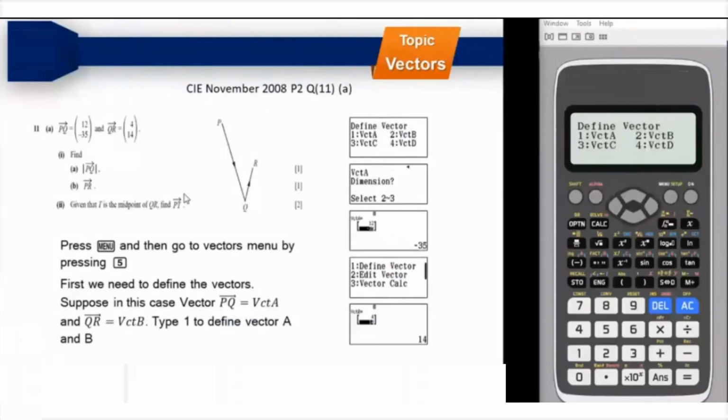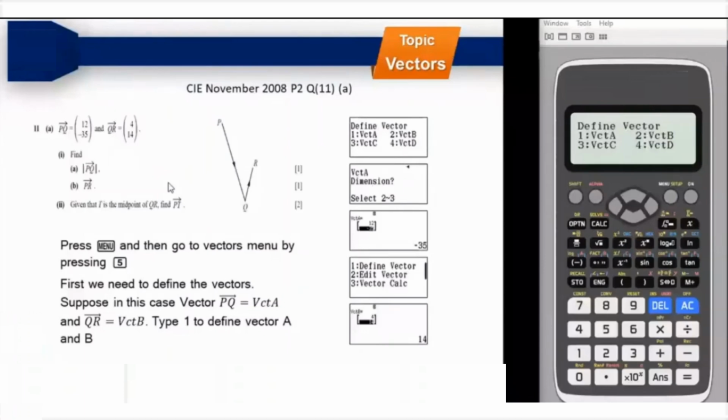And before I start this question, I want you all to observe that the vectors in front of you are PQ and QR. And if you note, both these vectors are 2-dimensional vectors. Why are they 2-dimensional vectors? Because you are only provided with X and Y values. If it would have been a 3-dimensional vector, you would have been provided with 3 values.